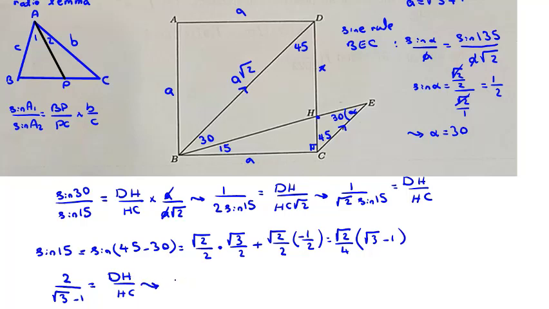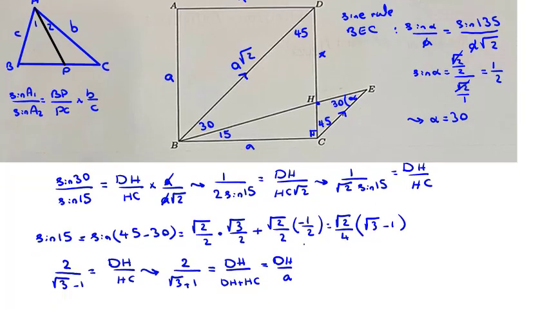Now I want to find DH, so I say DH over DH plus HC equal to 2 over root 3 minus 1 plus 2 over root 3 plus 1. DH over DH plus HC is what? Is A, and we know A is what? A is root 3 plus 1.